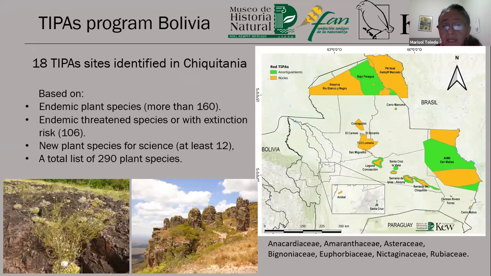This study also gave us new plant species. You can see different families like Anacardiaceae, Amaranthaceae, Asteraceae, Bignoniaceae, Euphorbiaceae, Nyctaginaceae, and Rubiaceae in which we found new species. And we have at least 12 new species that the botanists are describing now. So in total, we have 290 plant species for these 18 TIPA sites. So there are really very interesting results with this program, and we have more work to do.